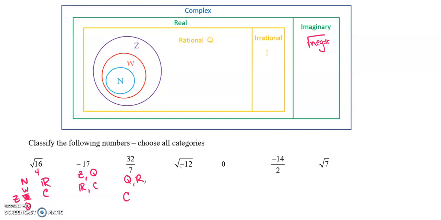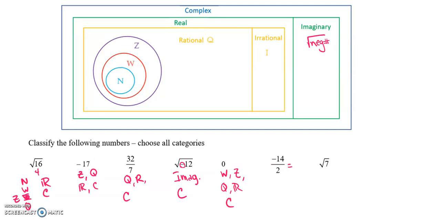Square root of negative 12: the square root of a negative makes it imaginary and complex. But we can't use I for imaginary because we use I for irrational. So let's just go ahead and write that out. Imaginary and then complex. Everything is complex. 0 gets you in the whole number category. So then you're out to the integers, the rationals, the reals, and the complex.